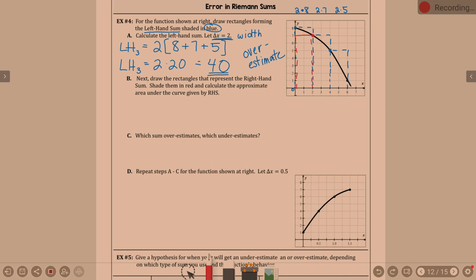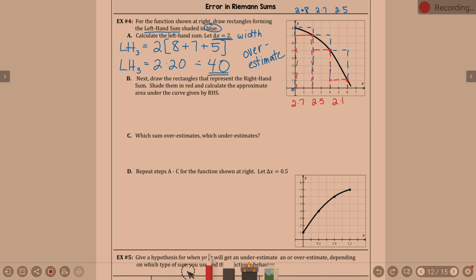So that's going to be 2 by 7. What about the rectangle from 2 to 4? How high is it going to go? It's a right-hand sum. So on the right hand of the interval at 4, where does my graph touch at 4? And it touches at 5. So that's going to be a 2 by 5. What about your next one? You guys see it? From 4 to 6, on the right-hand side of that interval, my graph touches at 1. So that's going to be a rectangle that is 2 by 1.